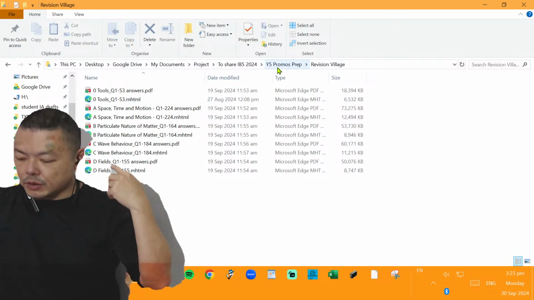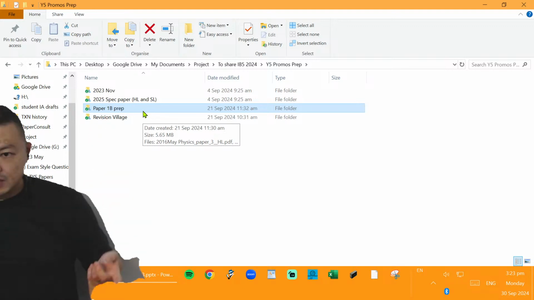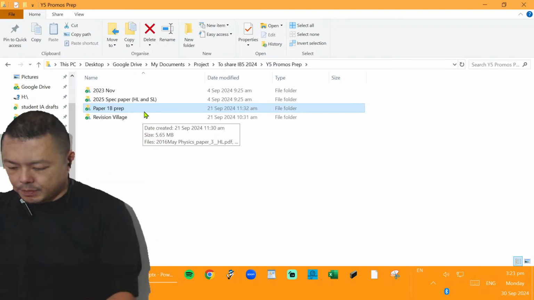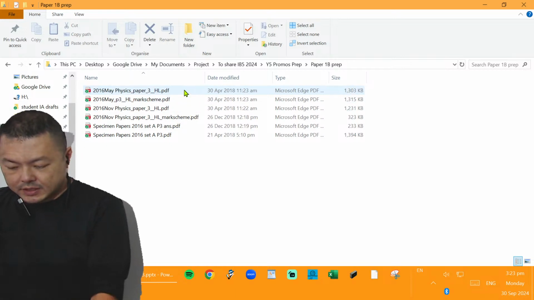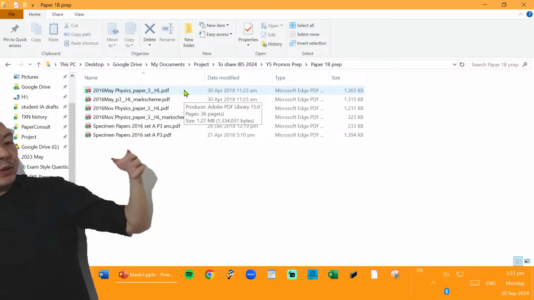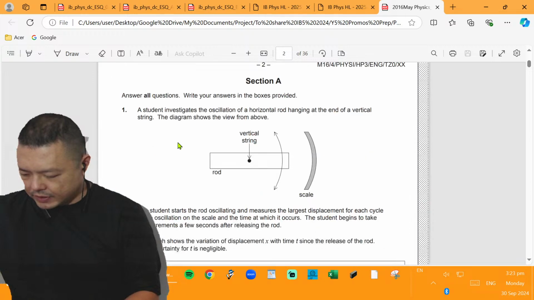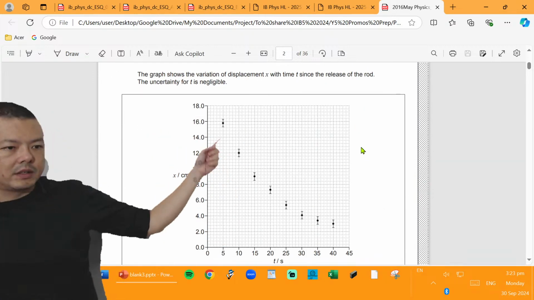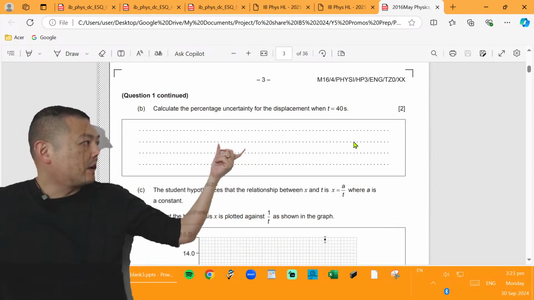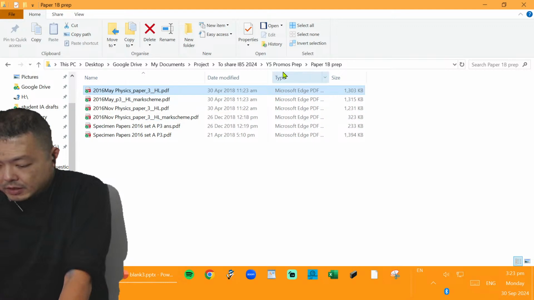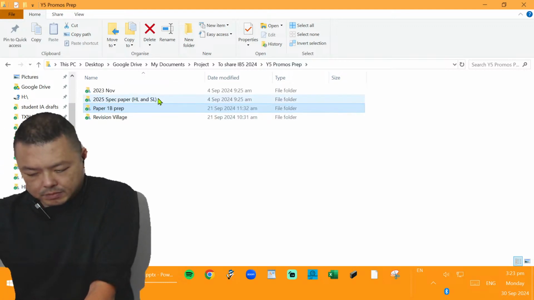Okay, good. No, that's not it. There's also another one. Down here, there is a folder called paper 1B prep. You go inside here and you can see all these are paper trees. From these papers, you only do section A. These are all the paper 1Bs, all these experiments, and they ask you to calculate the percentage uncertainty and all that. So that's the second part for 1B there.